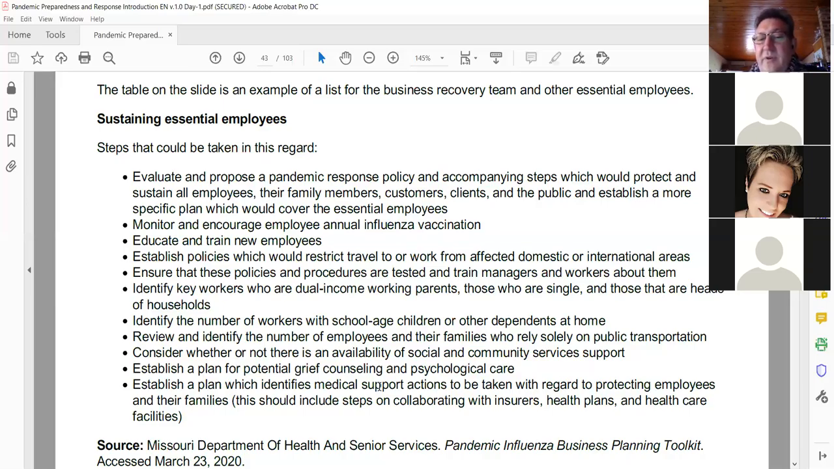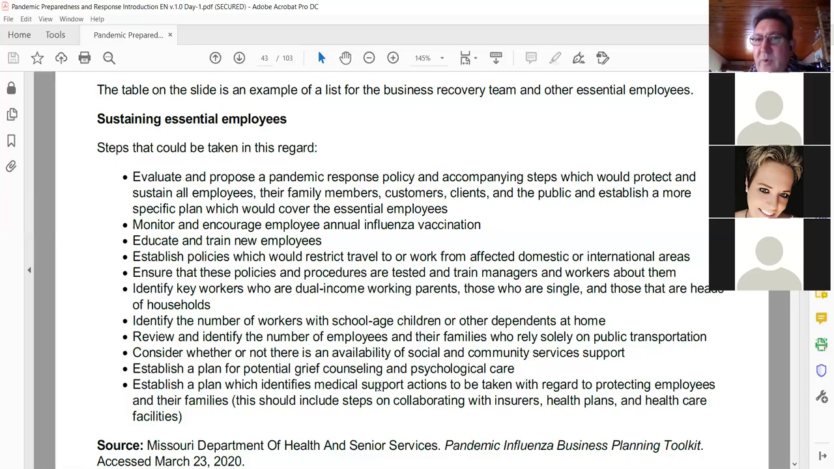Consider whether or not there is an availability of social and community service support. Establish a plan for potential grief counseling and psychological care, because people are scared and afraid. Establish a plan which identifies medical support actions to be taken with regard to protecting employees and their families. And we're talking here about steps on collaborating with insurers, health plans, and healthcare facilities.